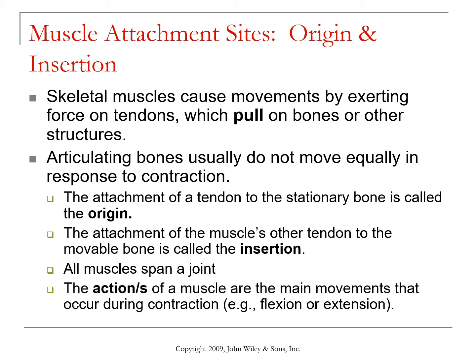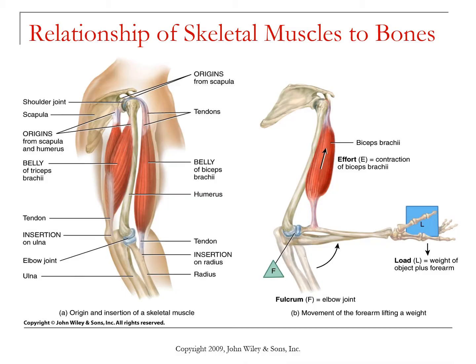The actions of a muscle are the main movements that occur during contraction. So one muscle might be the muscle of flexion at a given joint, another muscle might be the muscle of extension, etc. The two muscles that are often used to demonstrate these features are the biceps brachii and the triceps brachii of the brachial region. So you can see that the biceps brachii covers the anterior surface of the arm or the brachial region. It has its origins in the scapula, and the insertion or other attachment point for the biceps brachii is the radius. So this muscle actually crosses two joints.